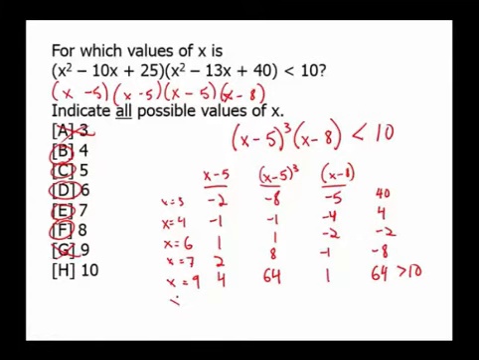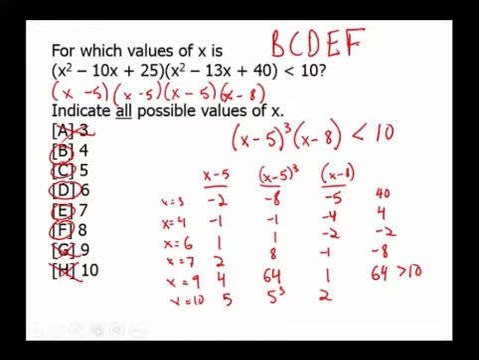And then we kind of suspect that 10 is not going to work. We get 5 cubed times 2. We don't have to figure out 5 cubed is something big times 2. So we're going to have something big and double it. Of course it's going to be bigger than 10. That's not going to work. So the ones that work are the ones in that middle range, B, C, D, E, and F.